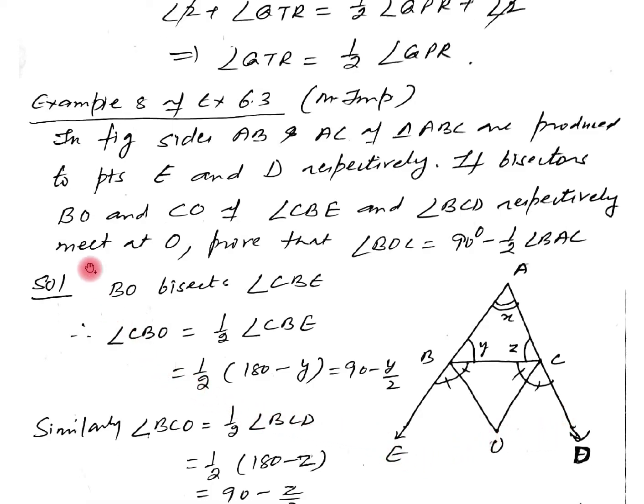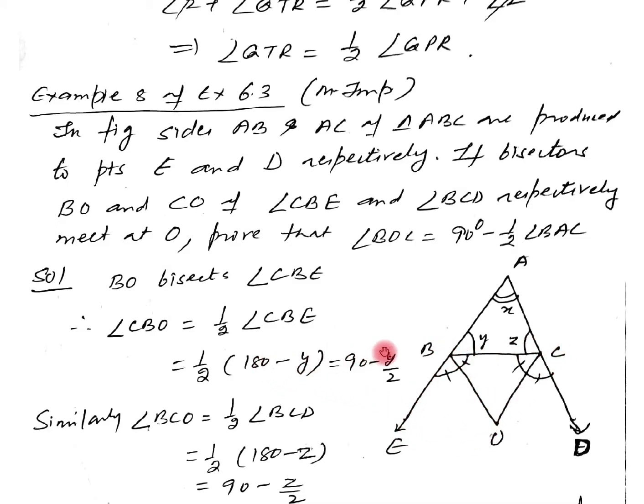Now here in the question, BO bisects angle CBE. So I can write angle CBO equals half angle CBE. See this step very carefully. Now it is the bisector of this angle, so we can write angle CBO equals half angle CBE. Now angle CBE can be written as, the sum of these two angles is 180 degrees because it is a linear pair. Therefore I can write angle CBE equals 180 minus y, and simplifying, 180 by 2 is 90, so 90 minus y by 2.